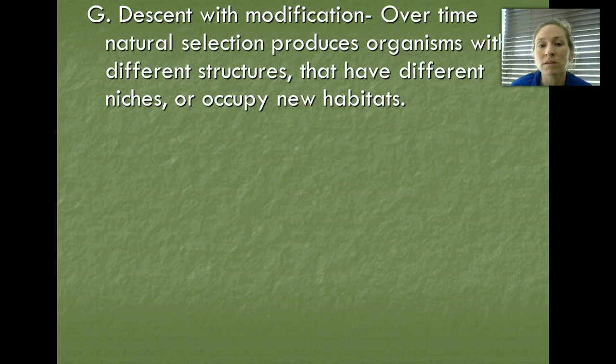All right, so this is an example of descent with modification. Over time, natural selection produces organisms with different structures that have different niches, okay, or occupy new habitats. So that word there, niche, in particular, I want to make sure you understand what that word means. It's kind of like the role or the job that that organism plays in its environment. And only certain organisms can occupy a niche. You can't have multiple niches being occupied in the same environment. Otherwise, there's that competition or that struggle for existence that we talked about. And one's going to beat out the other, and the other's going to have to find another way to survive, or they won't.